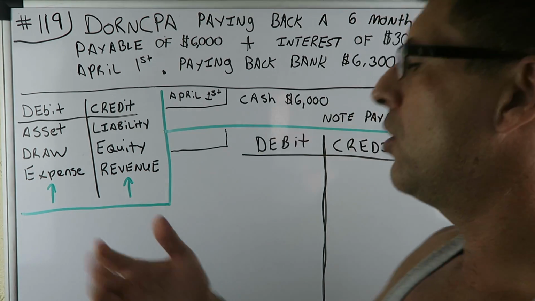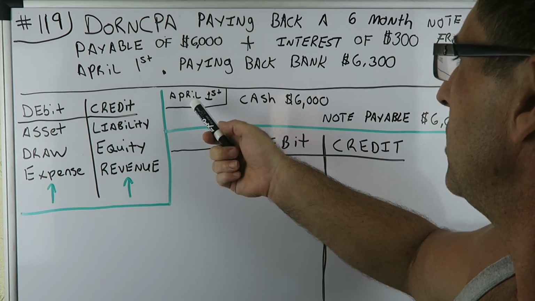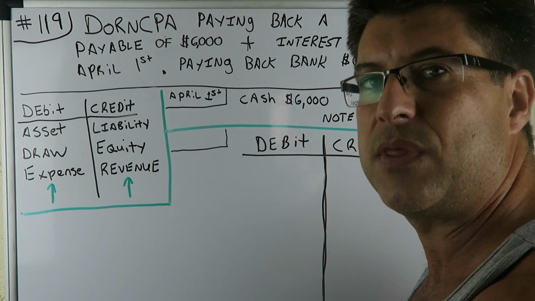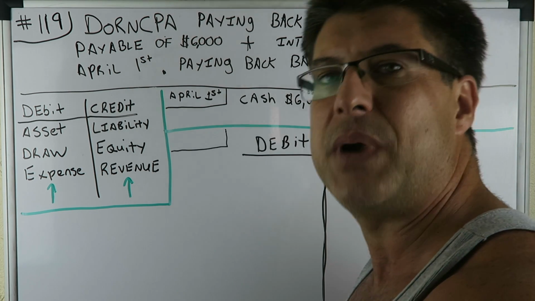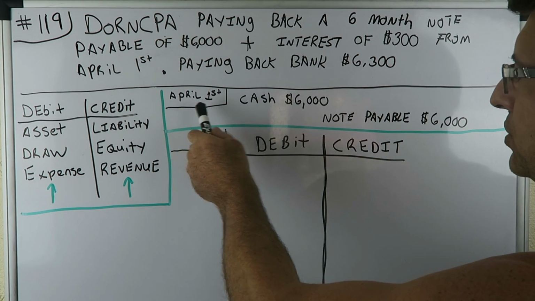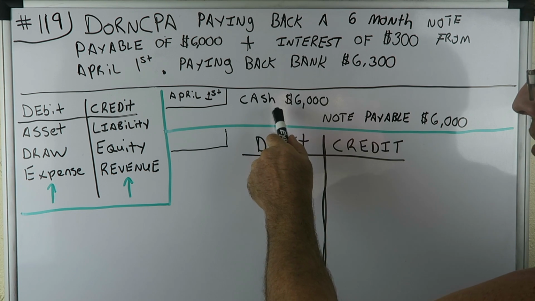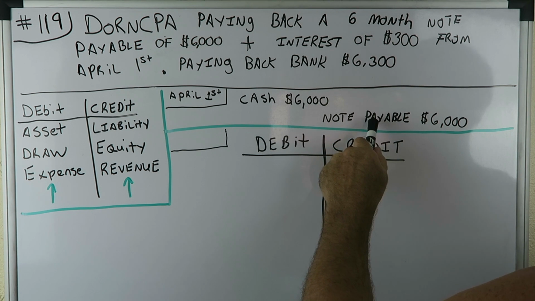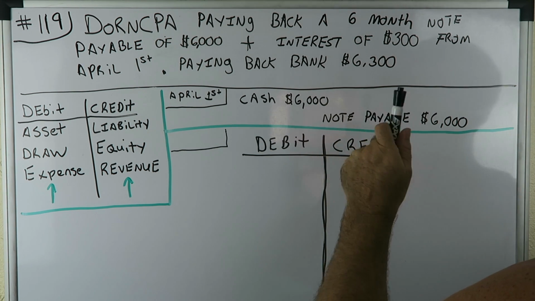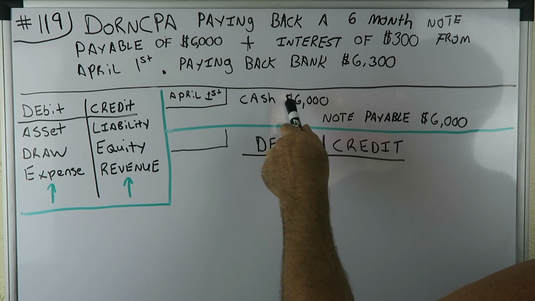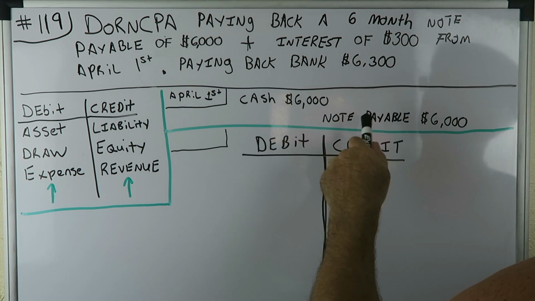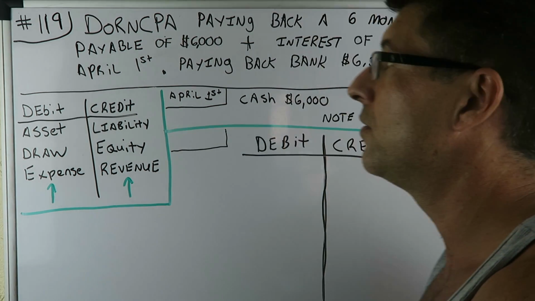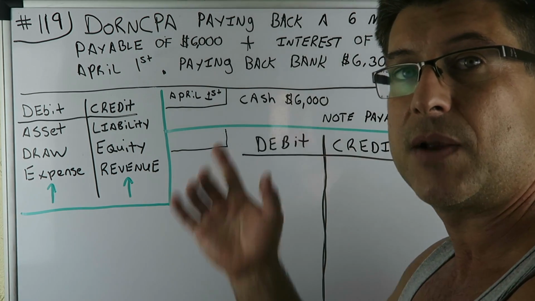Let's get into this here. Okay, in 117, we did this journal entry. We had a note payable. We borrowed money from the bank with interest. It was an interest-bearing note. So on April 1st, this was the journal entry we created. We debited cash because we got cash, and then we credited note payable because that's a liability, and we owe the bank $6,000. So debit cash $6,000 and credit note payable to the bank for $6,000. That was our journal entry in 117 when we borrowed the money on April 1st.